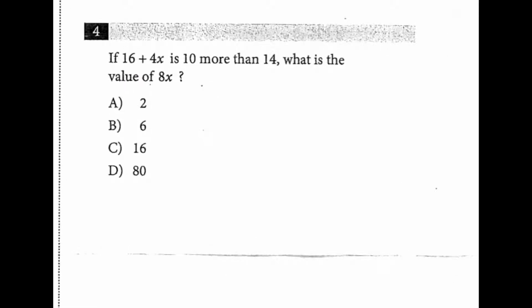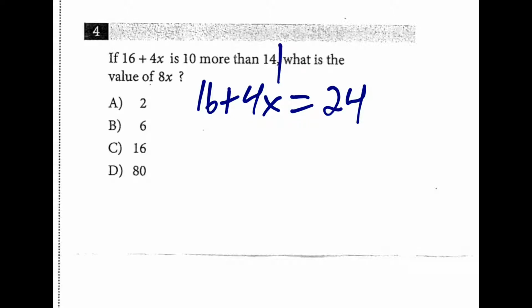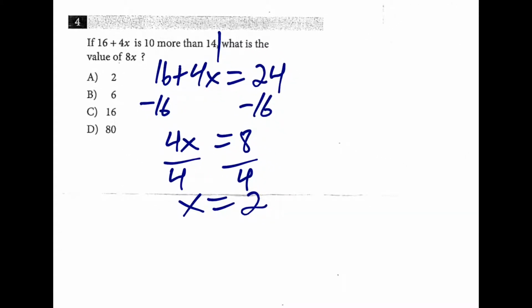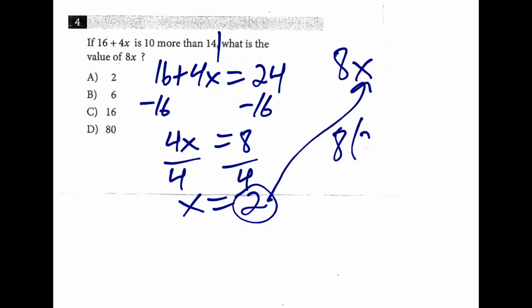Number 4. 16 plus 4x is 10 more than 14. Well, that turns out to be 24. And again, a comma separates this problem into two. So the first thing we do is subtract 16 from both sides, and we get 4x is equal to 8. When we divide by 4, we get x is equal to 2. Some people wanted to stop there and choose A, but that would be wrong, because we want to know the value of 8x. So we plug in this 2 for x, and it becomes 8 times 2, otherwise known as 16.